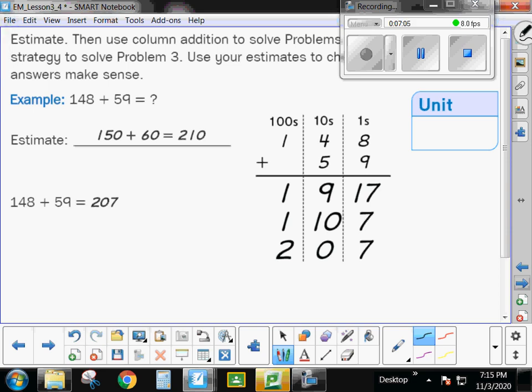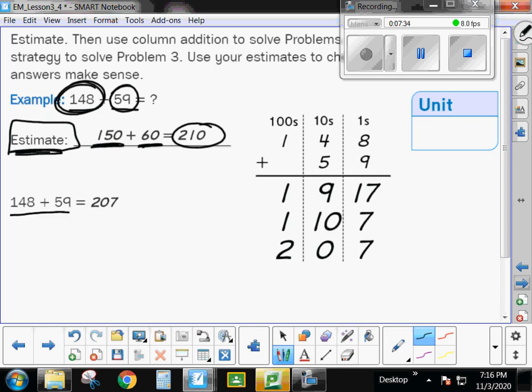Now, again, guys, they really want us to start estimating. That way, when we get our answer, we can see if our answer even makes sense. So here's the example problem, 148 plus 59. They changed 148 to the easy 150. They changed 59 to an easy 60. And when they added those two together, they got 210. So that's their estimate. Their answer needs to be close to that estimate.